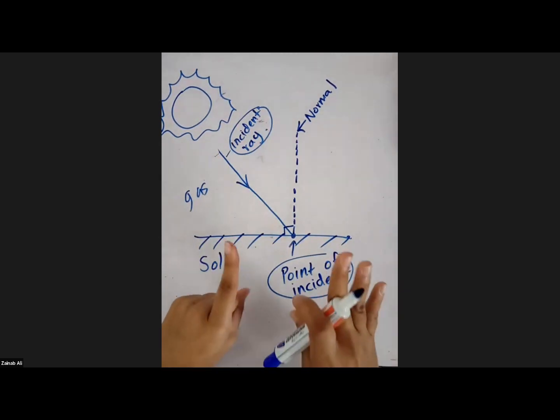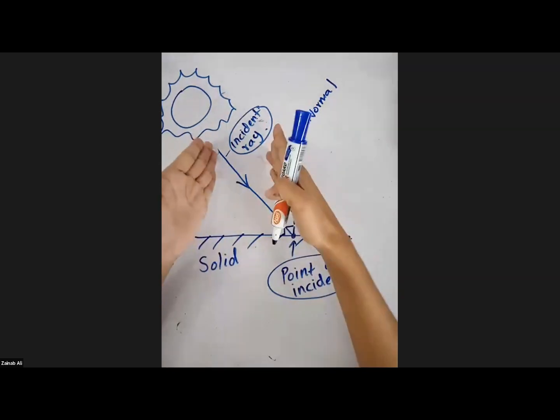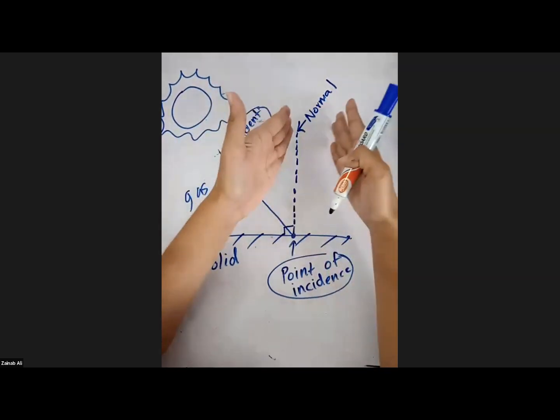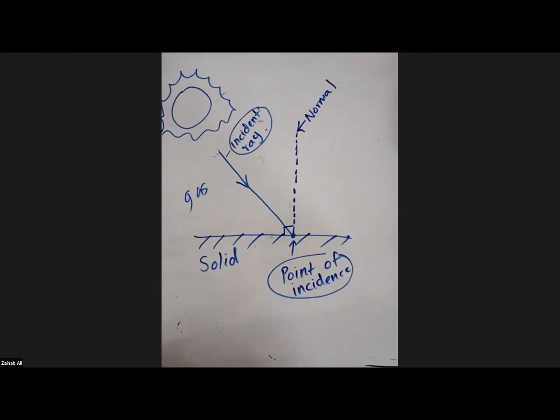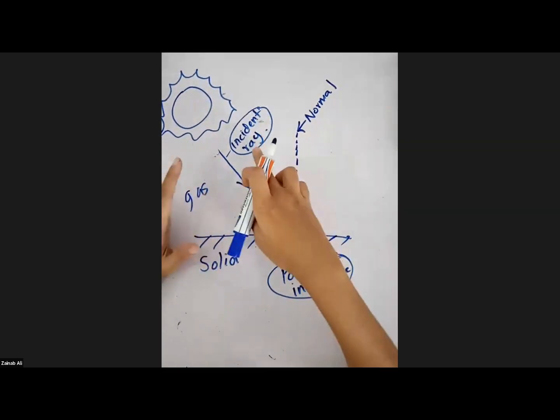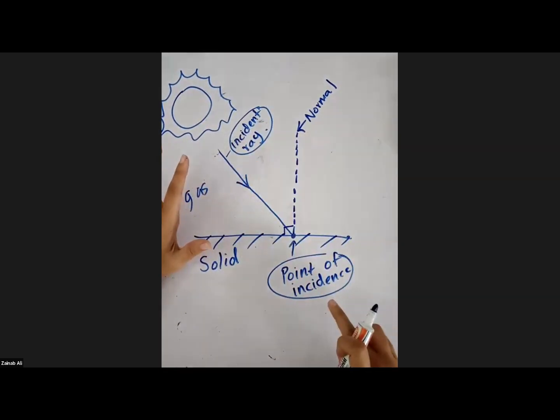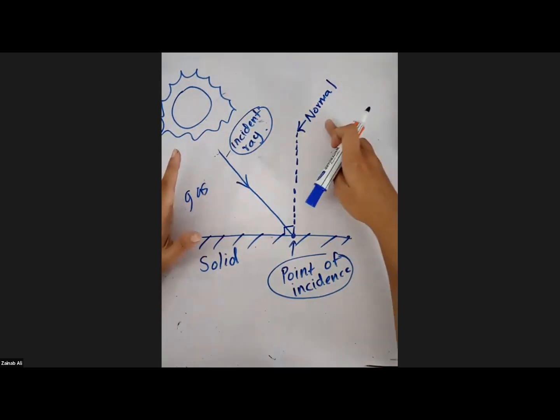So now you should be able to answer what is incident ray, what is point of incidence, and what is normal.